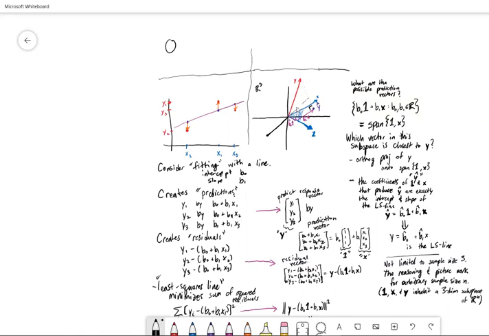Yes, thank you. All right. Observations as points versus variables as vectors.